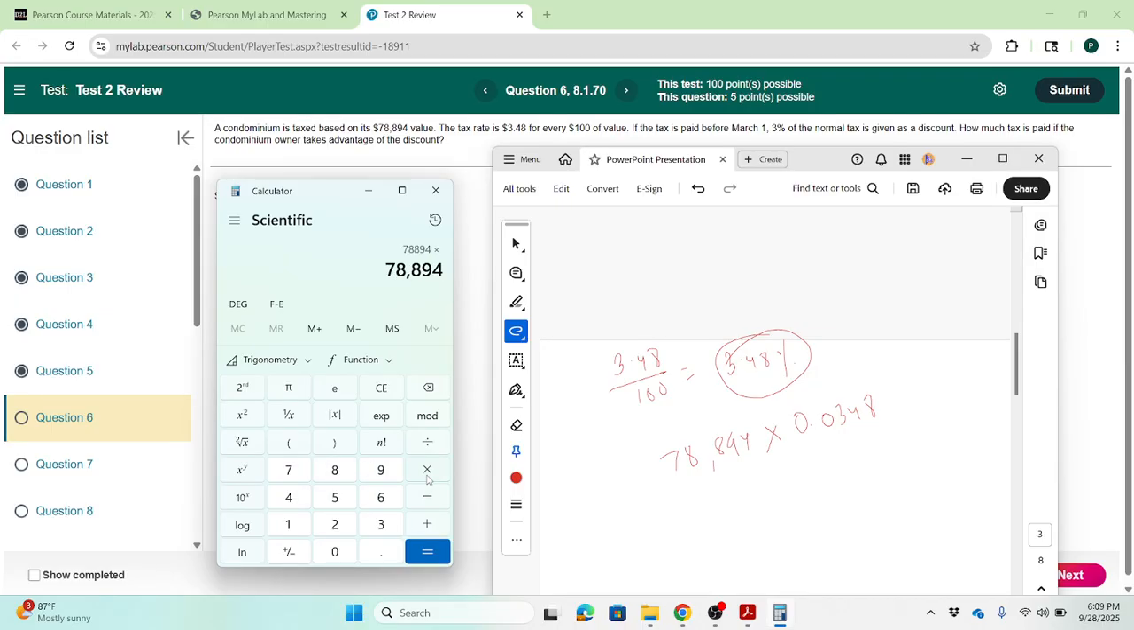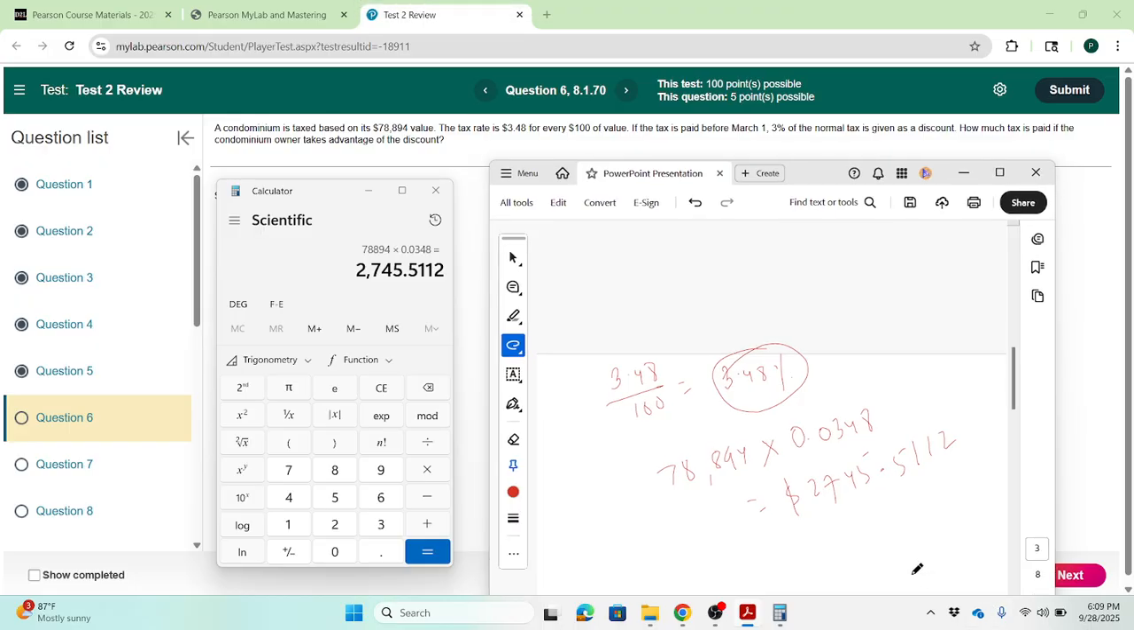78,894 times 0.0348. The tax is supposed to be $2,745 and 51 cents. This is the total tax without any discount. But if you pay by March 1, they give you a 3% discount on this tax. So just multiply this by 3%, which is 0.03, and that's the discount you are going to get. So 3% of $2,745 is $82 approximately.